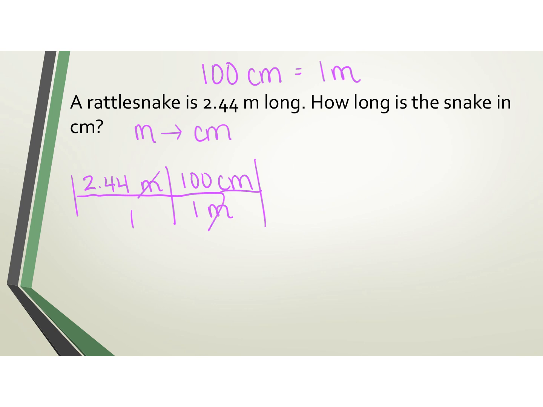Okay, meters canceled. So what's 2.44 times 100? 244. What's 1 times 1? Okay, 244 over 1 is? Okay, sig figs. How many sig figs are in 2.44? 3. When you go from metric to metric, these are definitions, so this doesn't count for sig figs. So if you started with 3, how many should you end with? 3. And finally, what's your unit? Okay, so you should have 244 centimeters.